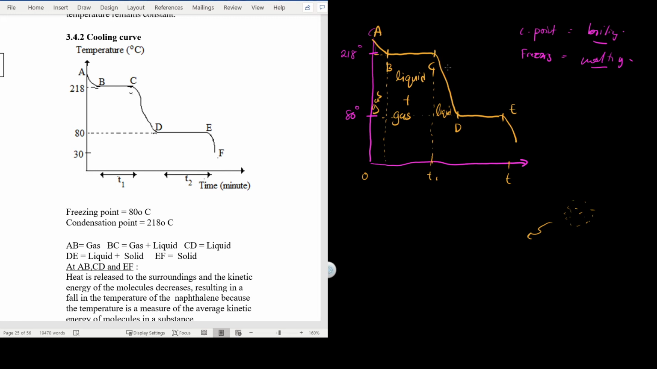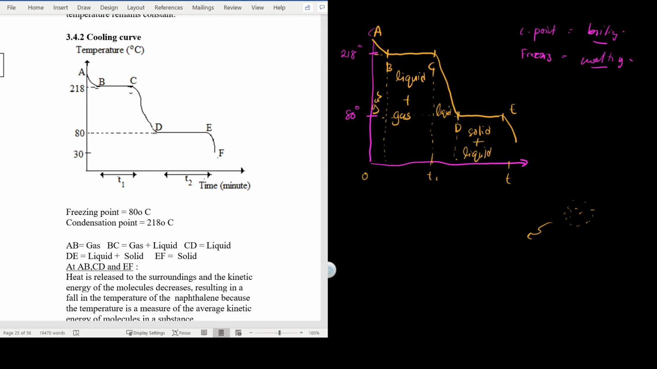Okay, if they keep releasing energy, the temperature will decrease until it reaches 80 degrees Celsius, where 80 degrees Celsius is the melting point, or the freezing point, where the substance starts to freeze, to solidify, to become solid. Okay, here some of the liquid will change from liquid to solid, and still there is some liquid. It is not complete yet. The process from liquid to solid is not complete yet.